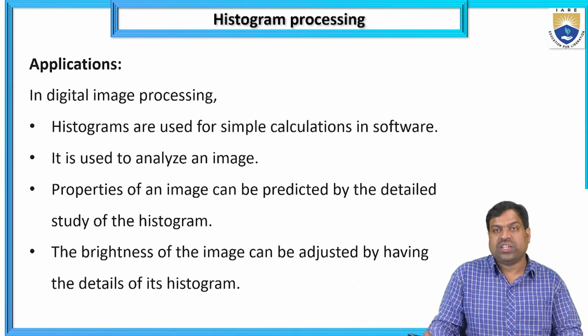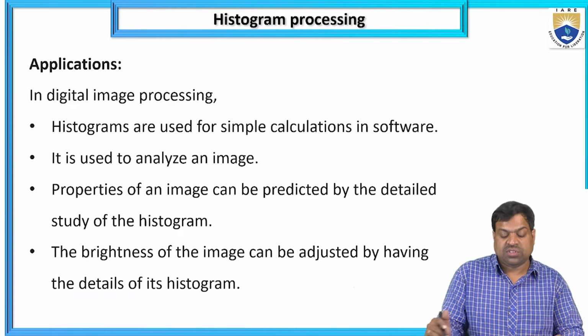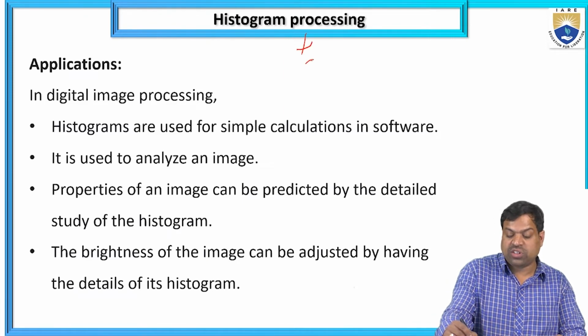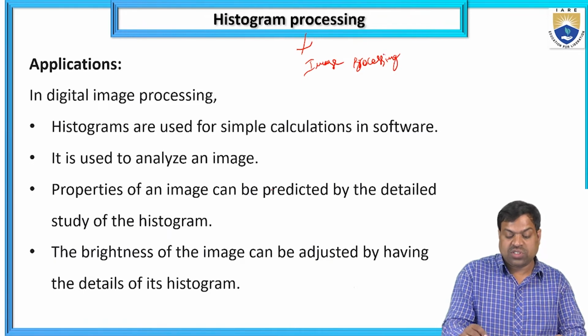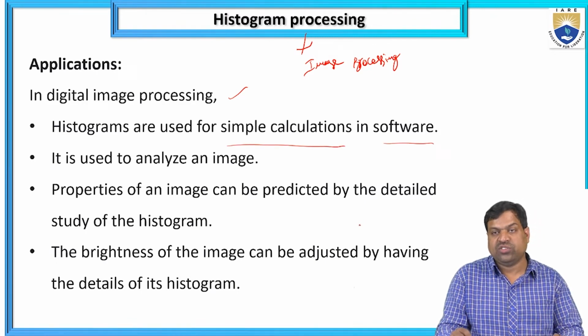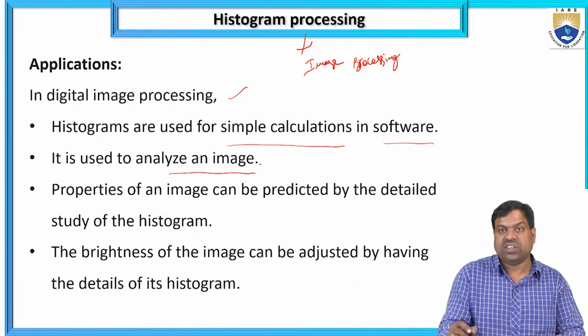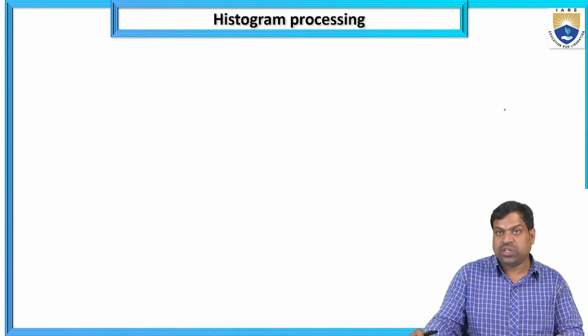So what are the applications of histogram processing? In digital image processing, histogram processing is definitely used in image processing only. In digital image processing, histograms are used for simple calculations in software, and it is used to analyze the image. Okay, so what is the image?